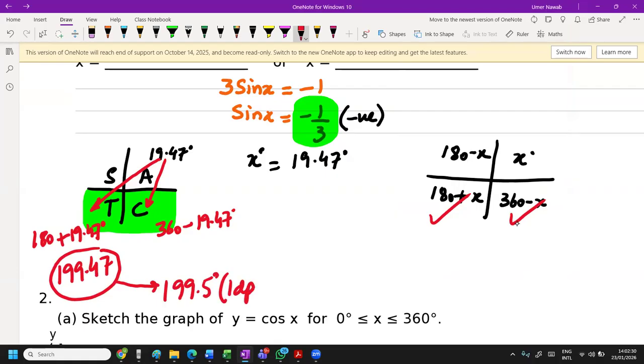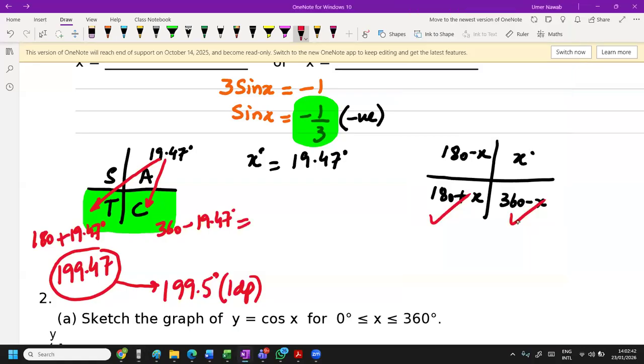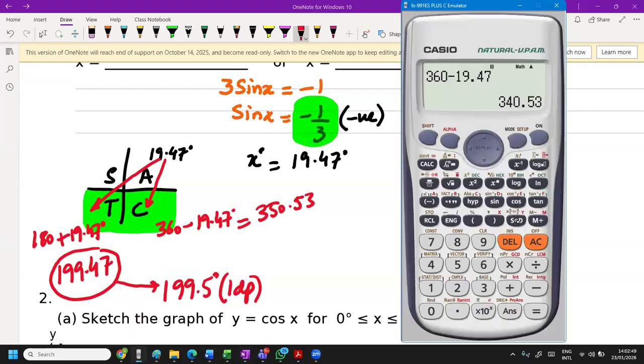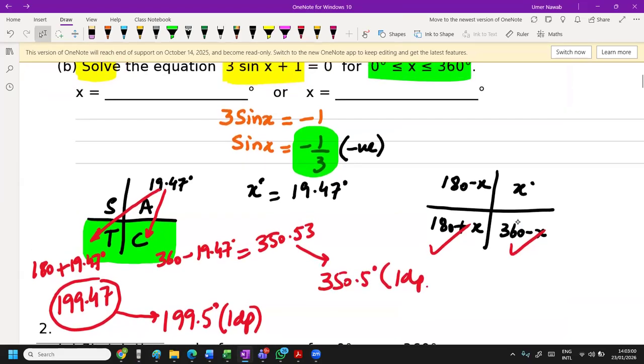First answer is found. How to get the second answer? 360 minus 19.47, and that gives me 350.53, sorry. But I need to write the answer to one decimal place, so 350.5, 1 dp. Can I write these answers in the answering space?